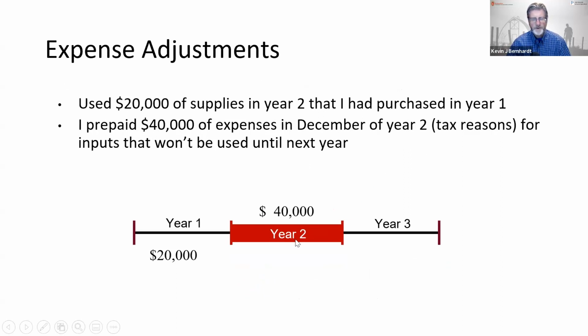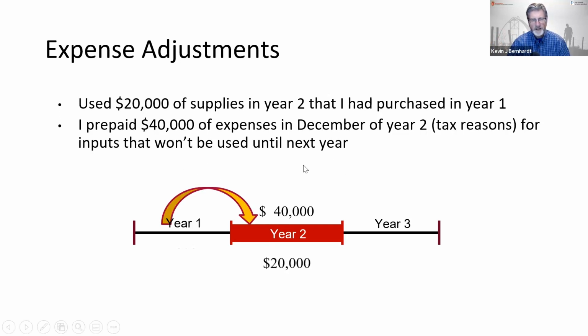Well, the same thing happens on the expense side. Again, we're looking at year two here, and I used $20,000 of supplies in year two that I had purchased in year one. So this would be like prepaying expenses in year one. It got to November, December of year one, and you had some taxes. You wanted to get that tax liability down a little bit. So you went out and bought some seed or fertilizer or whatever, $20,000 worth. That's a cash expense in year one, but you didn't use that seed and fertilizer until year two's crop. So in terms of the financial performance of the true business, that $20,000 belongs with year two. And so we're going to move that over to where it belongs.